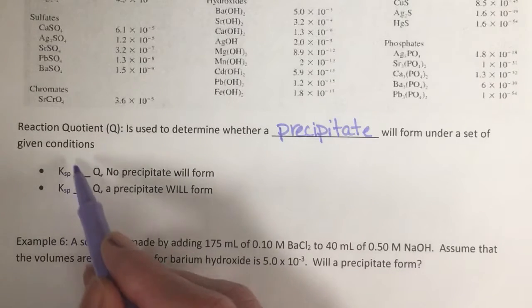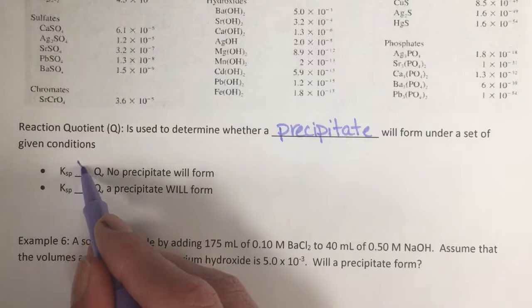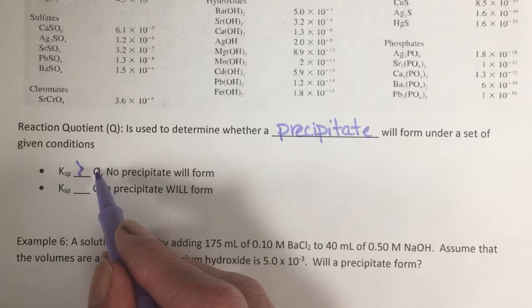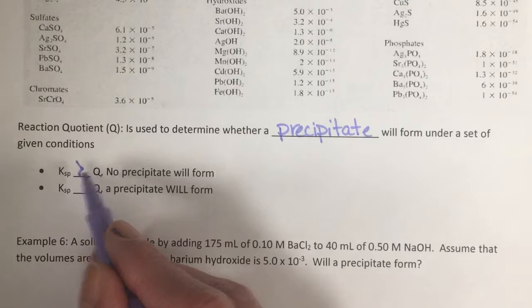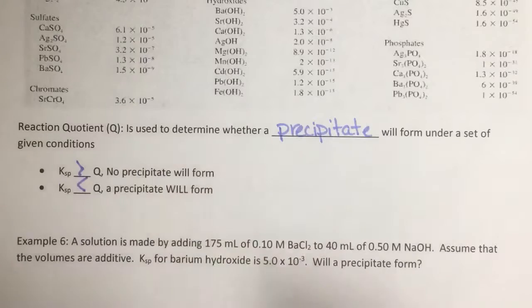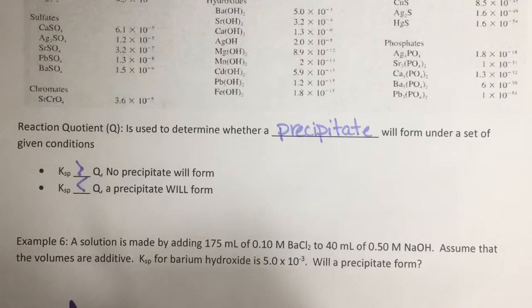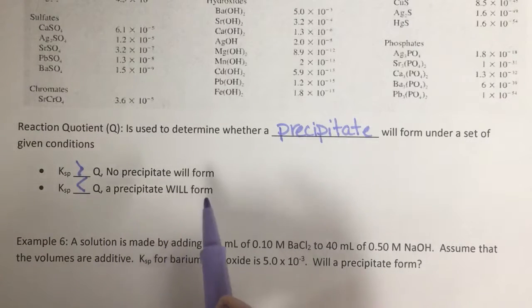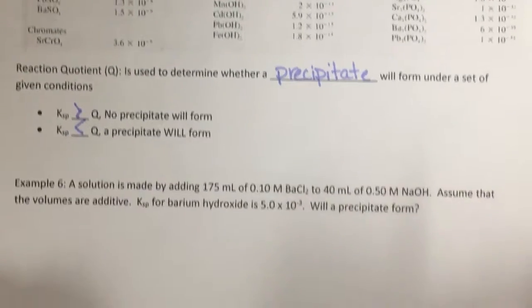So, remember, the KSP tells me how much can dissolve. Under given circumstances, if my Q is smaller than the KSP, that means I've dissolved less stuff in solution than I can, so no precipitate will form. If my Q is bigger, then I've tried to dissolve more of each ion into solution than it can hold, and so a precipitate will form. So here's the way that KSP and Q work.